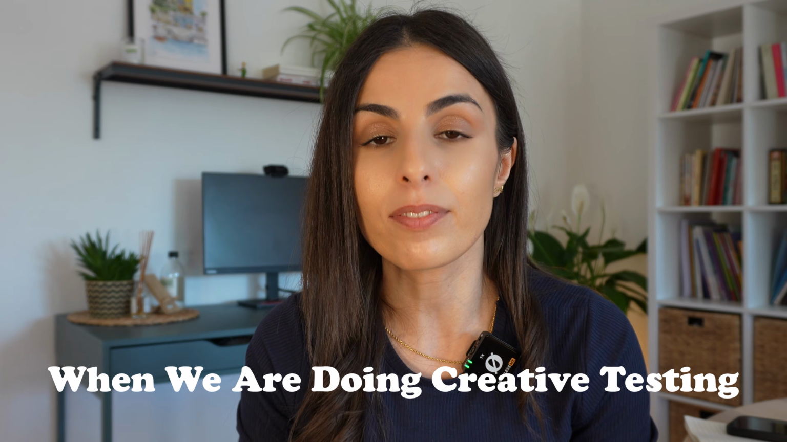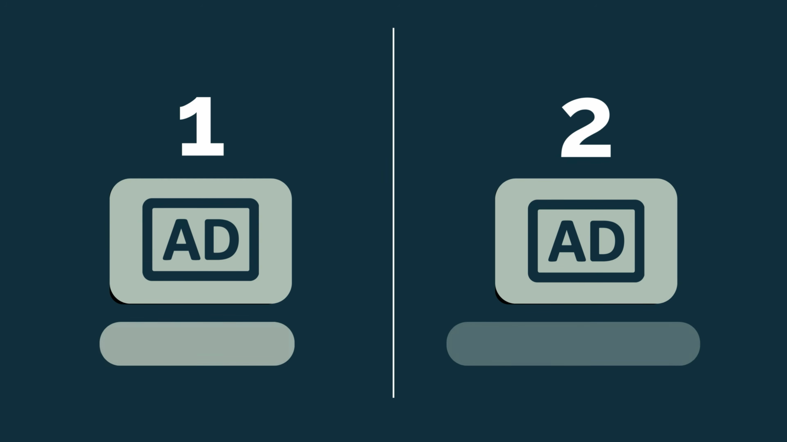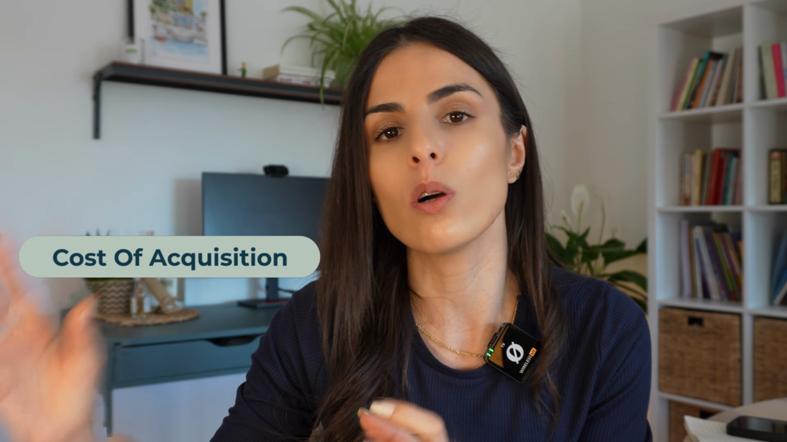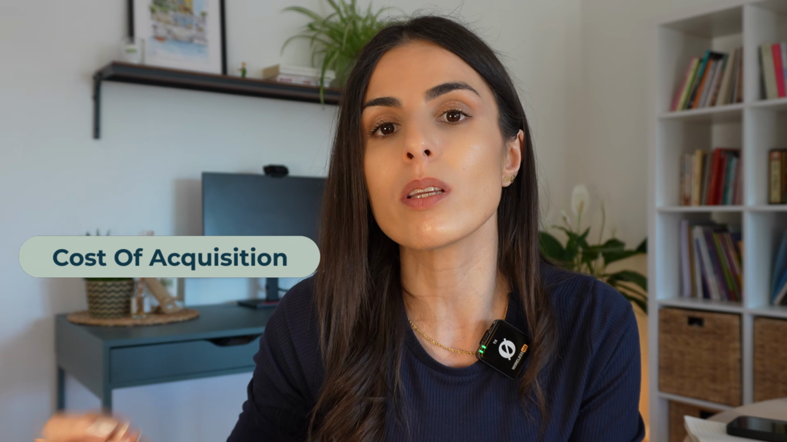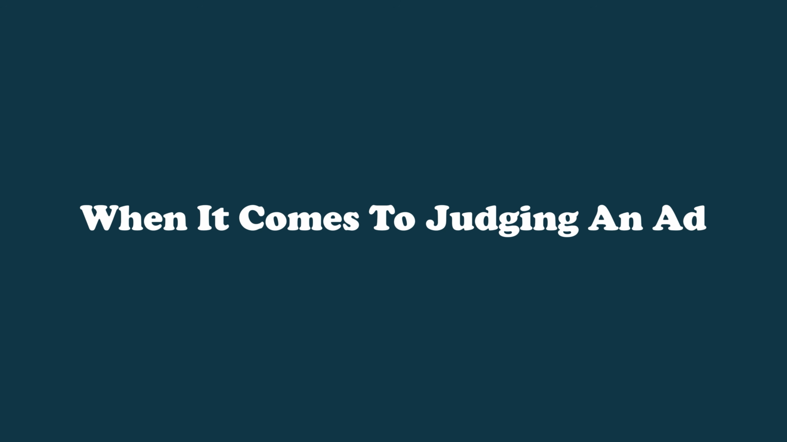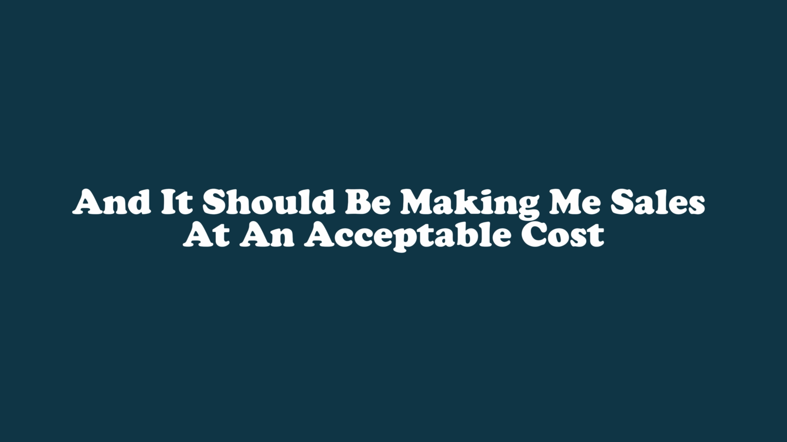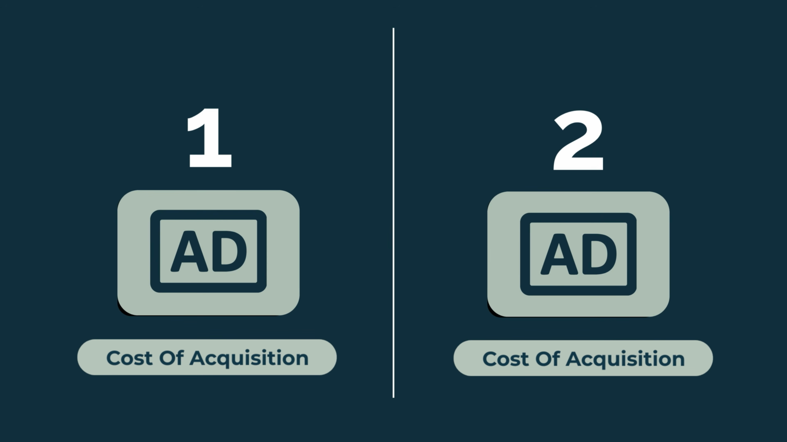When we are doing creative testing, what we are basically doing is comparing your new ads versus your old ads. I like to compare the new ads by themselves to see the difference in performance. And the first thing I look at is the cost of acquisition, because to me this is the most important thing. What I care about when it comes to judging an ad is that the ad should be making me sales and it should be making me sales at an acceptable cost. So the first thing I look at is the cost of acquisition. I compare this and see which ad is performing best in terms of cost of acquisition.